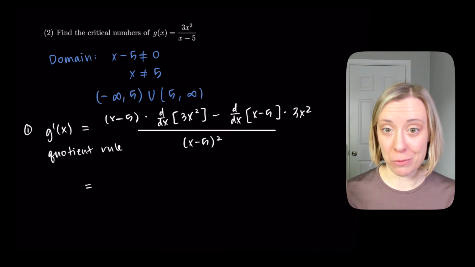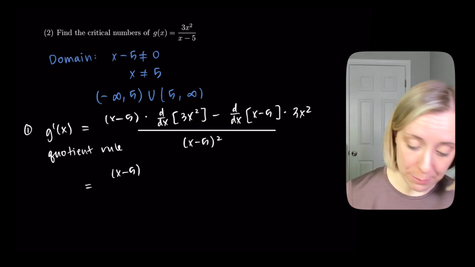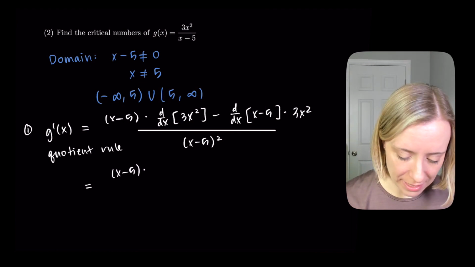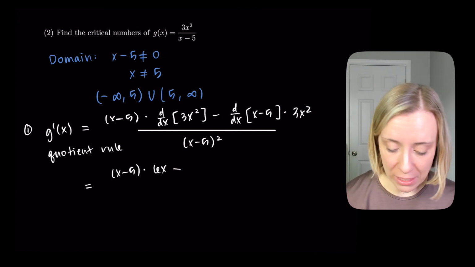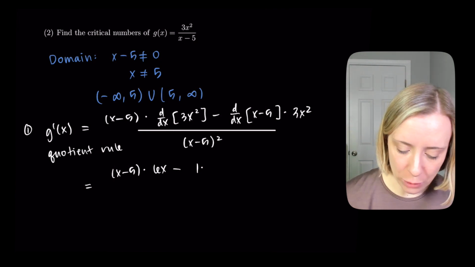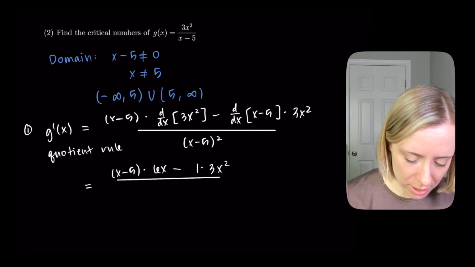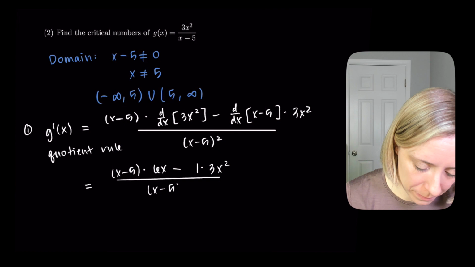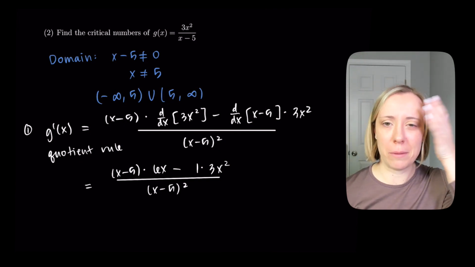All right, so let's do the derivatives now that we have left. We have x minus 5 times the derivative of 3x squared, that's 6x. Then we subtract the derivative of x minus 5, which is just 1. That's nice. The derivative of x is 1, the derivative of negative 5 is 0. And so we have minus 1 times 3x squared, and our denominator is still x minus 5 squared. I'm going to leave it like that. I don't think we need to do anything else with it.